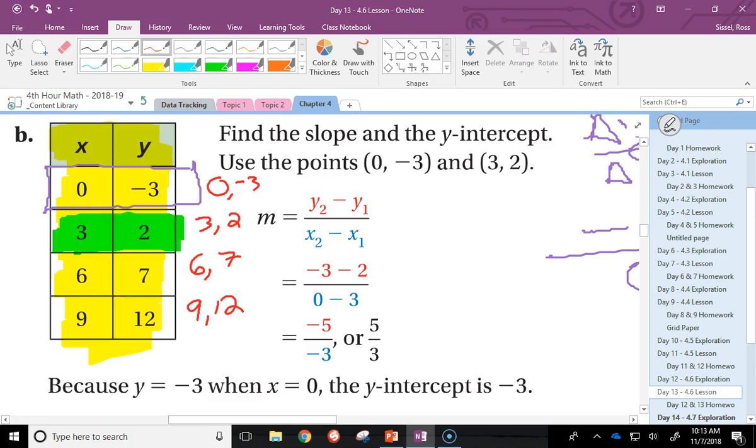On our warm-up, what did we say we know about the y-intercept? It crosses the y-axis, and what else? X equals 0. Do we have x equals 0 up there? Yes, we have. Okay. So when I look at this one, x was 0, y was negative 3. This is the coordinate for my y-intercept. So my y-intercept is negative 3.